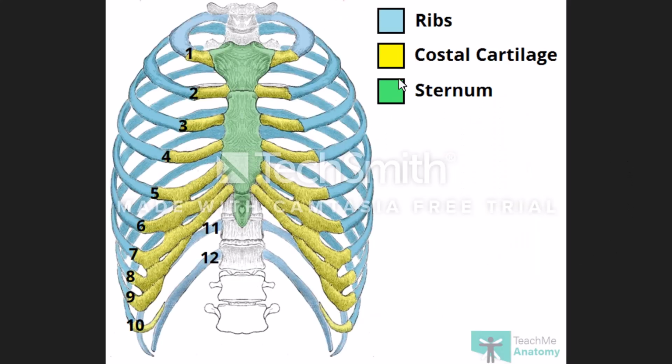And ribs is this thing right here. The 12 pairs of ribs are called the thoracic cage, and it is formed by the 12 pairs of ribs with their costal cartilage, which is the yellow, and the sternum, which is the green right here. And there are a total of 24 bones in the rib.